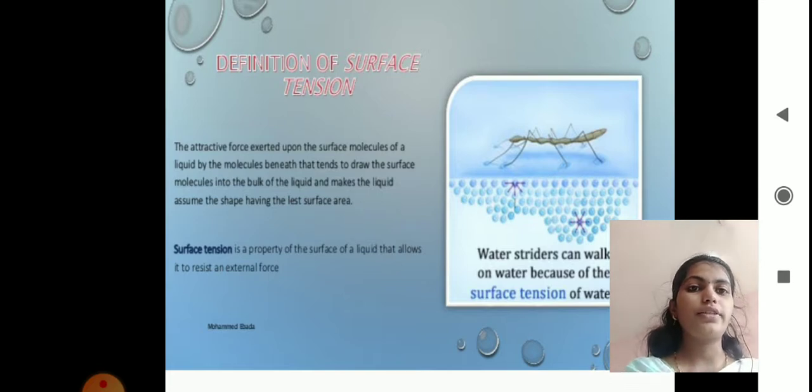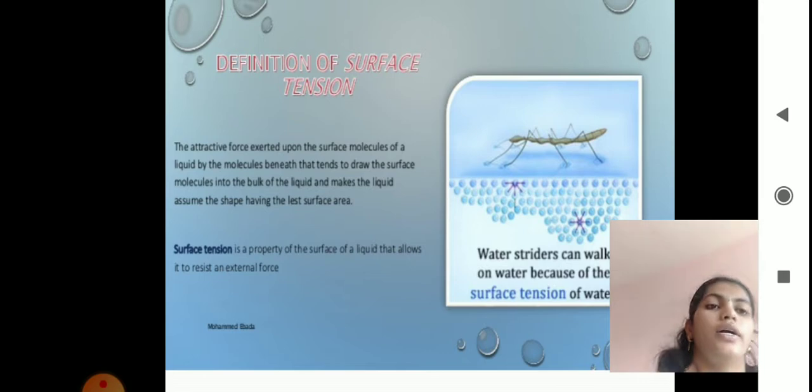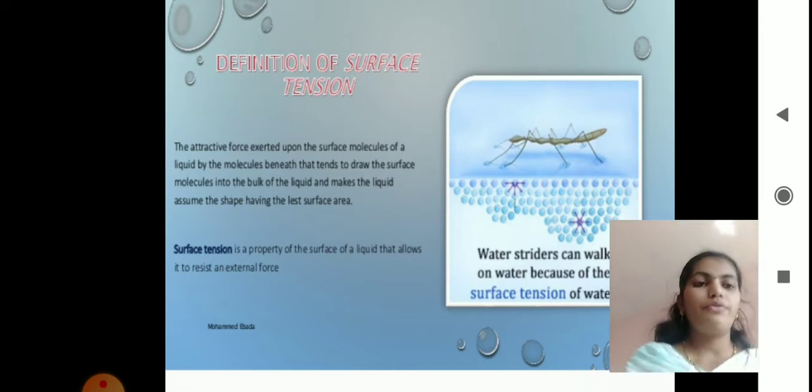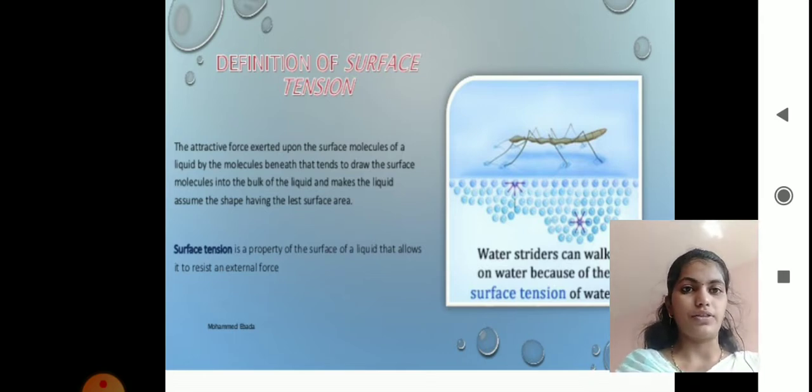Today's lecture topic is surface tension. First of all, we have to see the definition of surface tension. Surface tension is the tangential force due to the area. It means that it is the ratio of tangential force and area. Why are we studying surface tension, and what is meant by surface tension?